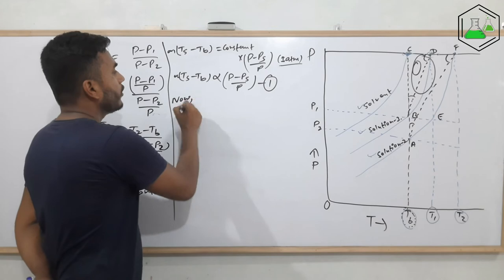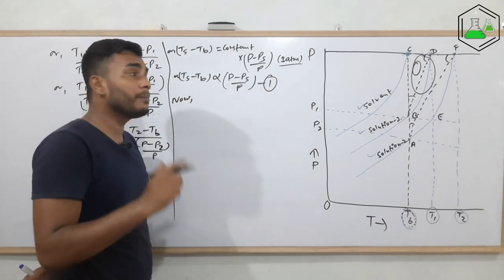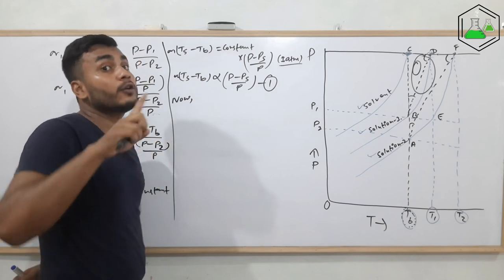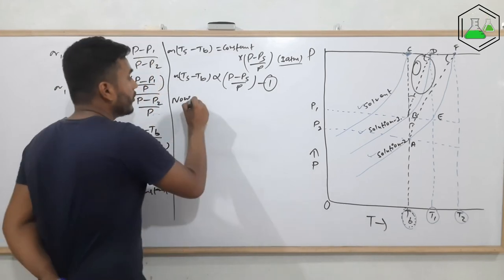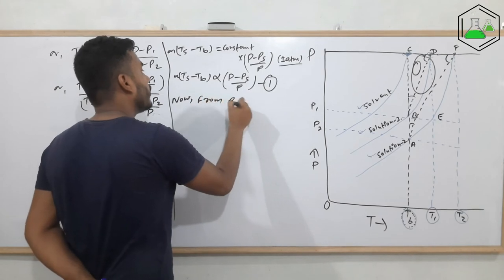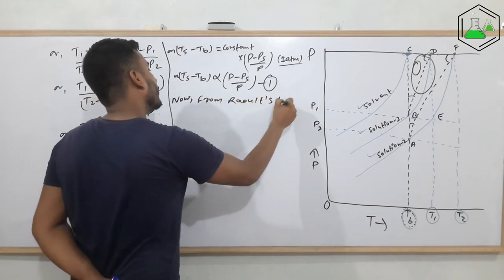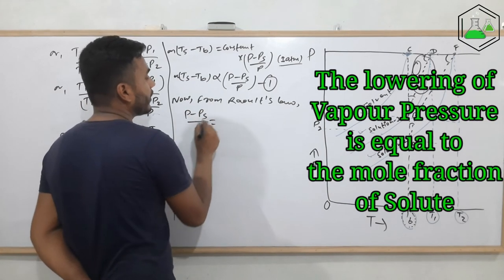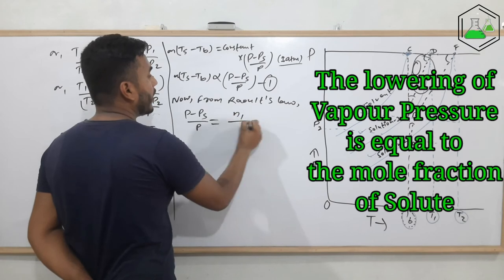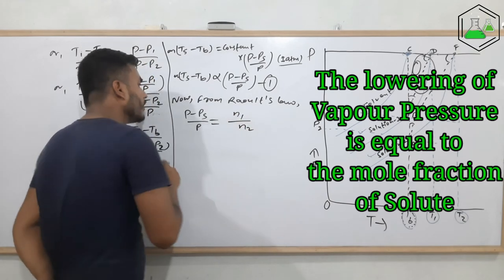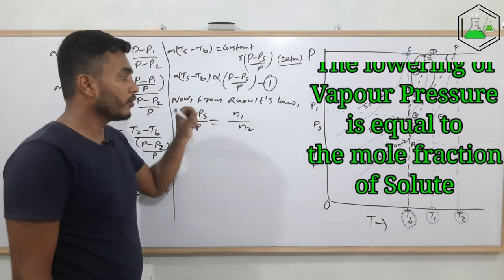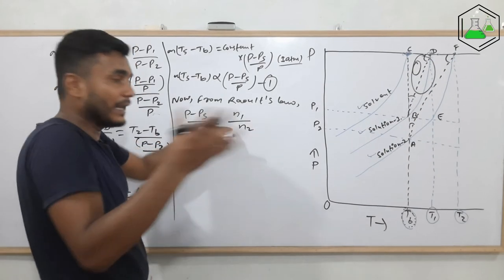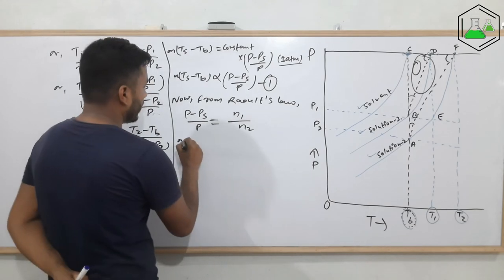Now look at this right hand side, (P minus PS) by P. What is it? This is the statement of Raoult's law, that is, lowering of vapor pressure, right? From Raoult's law, (P minus PS) by P, that is the lowering of vapor pressure, is actually equal to N1 by N1 plus N2, that is the mole fraction of the solute. So for the dilute case, N1 in the denominator becomes 0, right? It can be neglected.